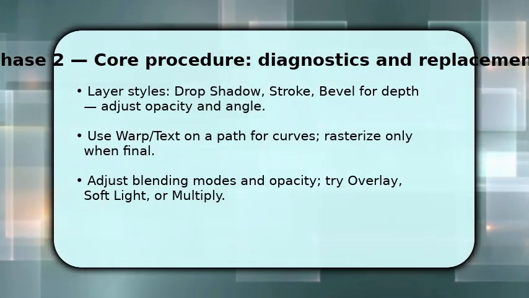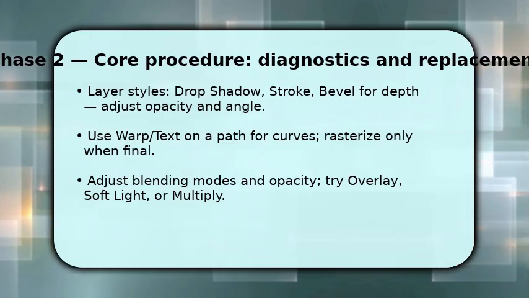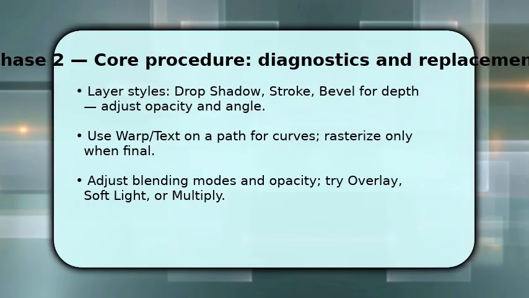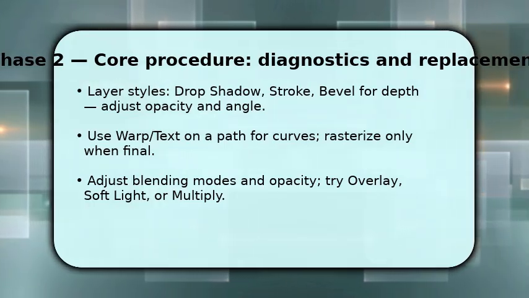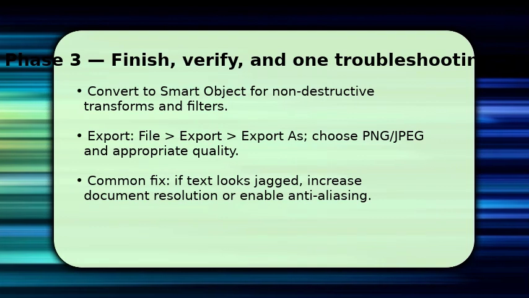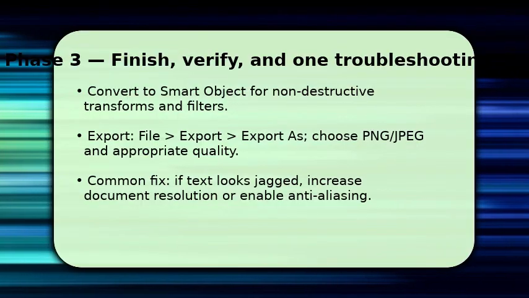For subtle integration, change the text layer's blending mode to overlay or soft light and reduce opacity to match lighting. This is where readability meets design, so test at actual size. Finish by converting the text layer to a smart object. This preserves editability while letting you apply transforms and filters without losing clarity.